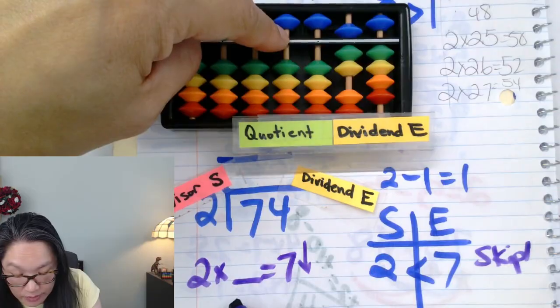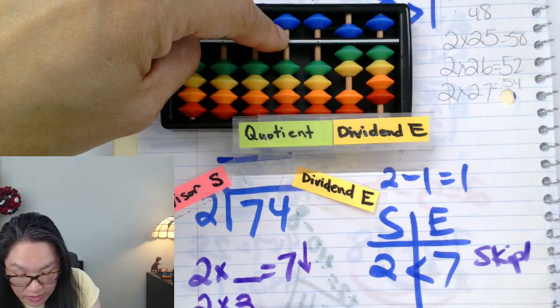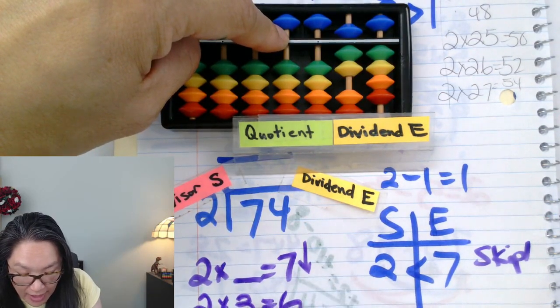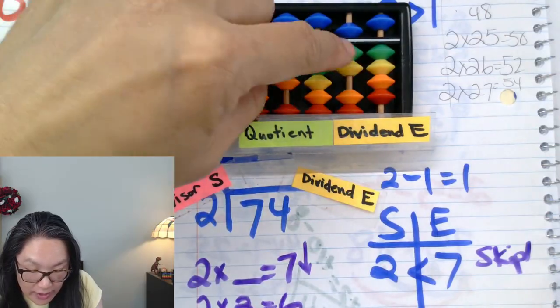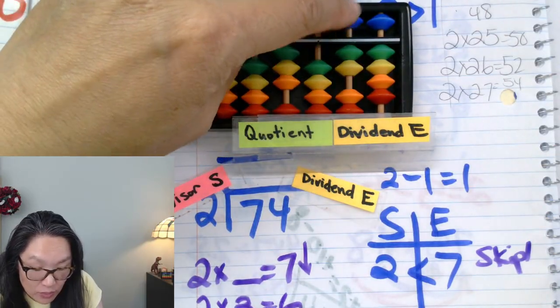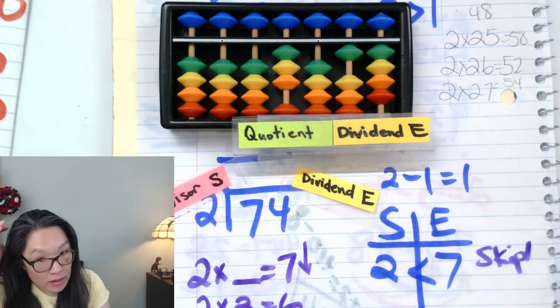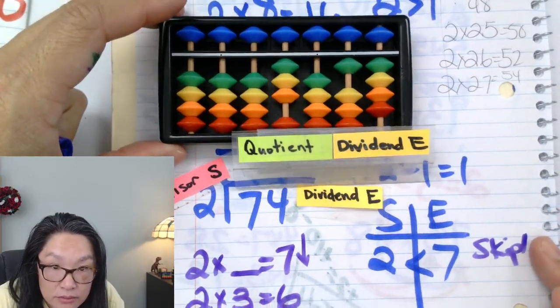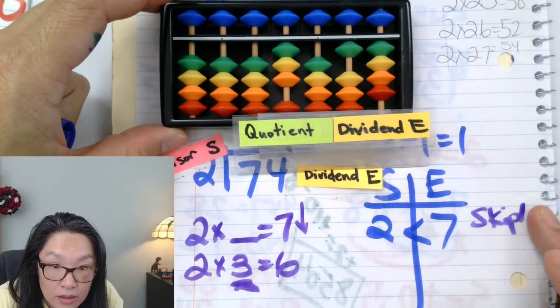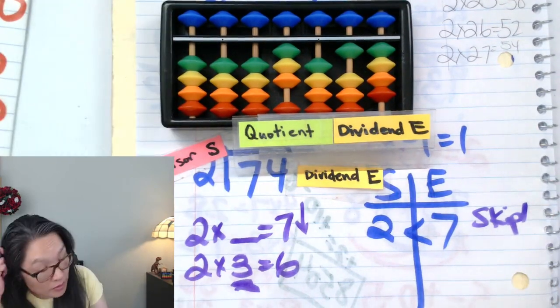So 2 times 3 is equal to 6. So I add my 3, 1, 2, 3, and I take away 6. I take away 1, and I take away 5. Thank you, Donku. Oh, you can't see it. Let me see if I could do that. There we go. So then what's going to happen?